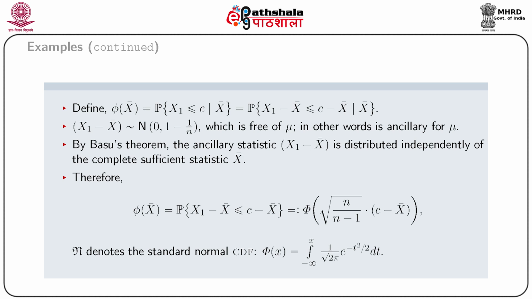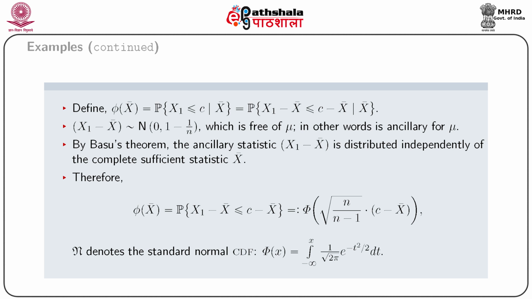Let us define phi of X bar equal to expectation of U given X bar. Then phi of X bar is equal to probability X1 less than or equal to c given X bar, which is equal to probability X1 minus X bar less than or equal to c minus X bar given X bar. Now X1 minus X bar follows normal with mean 0 and variance (n minus 1) divided by n.